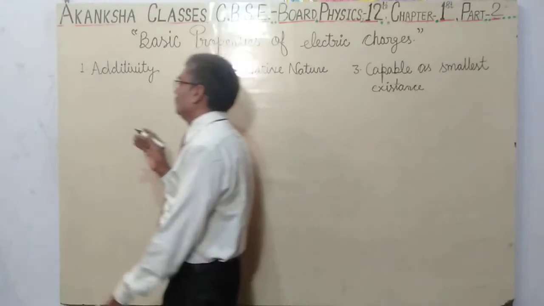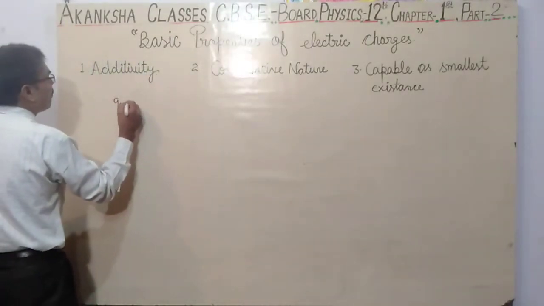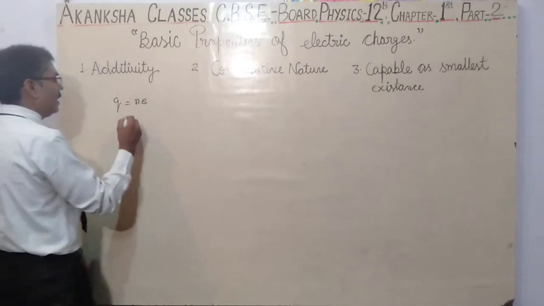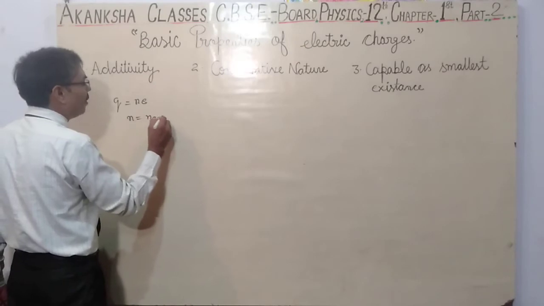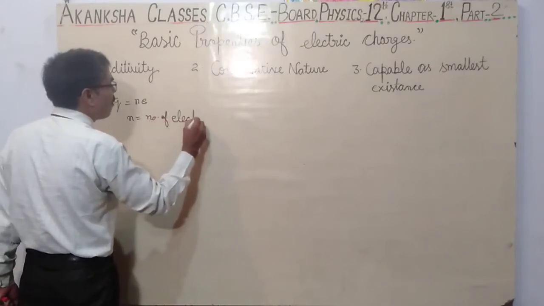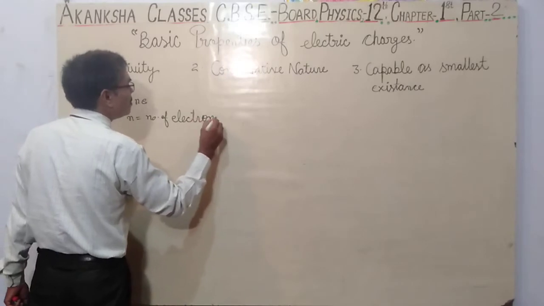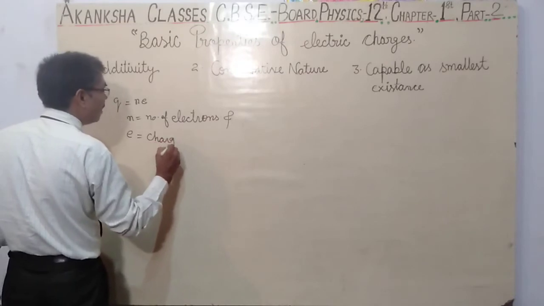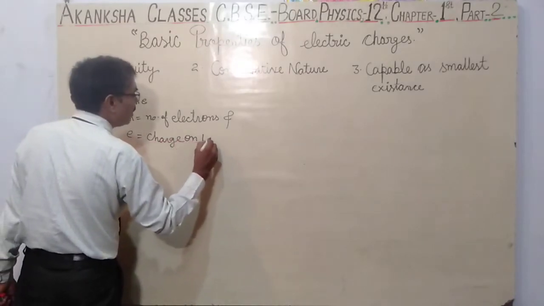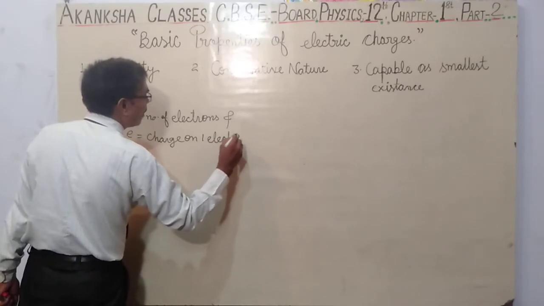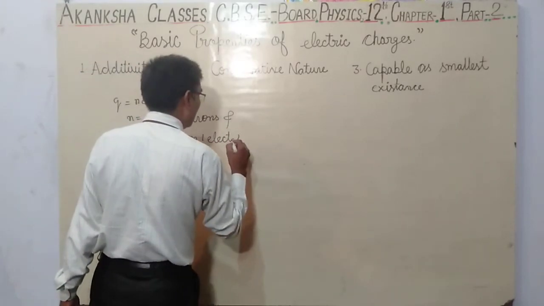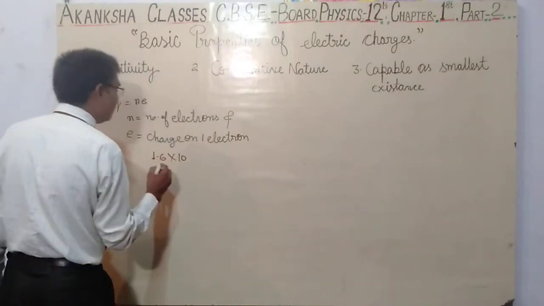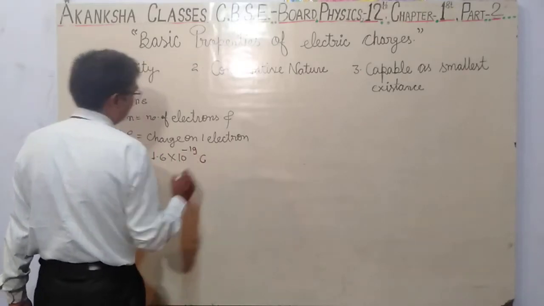As we know, Q equals N E, where N equals number of electrons, and E equals charge on one electron, that is 1.6 into 10 power minus 19 coulomb.